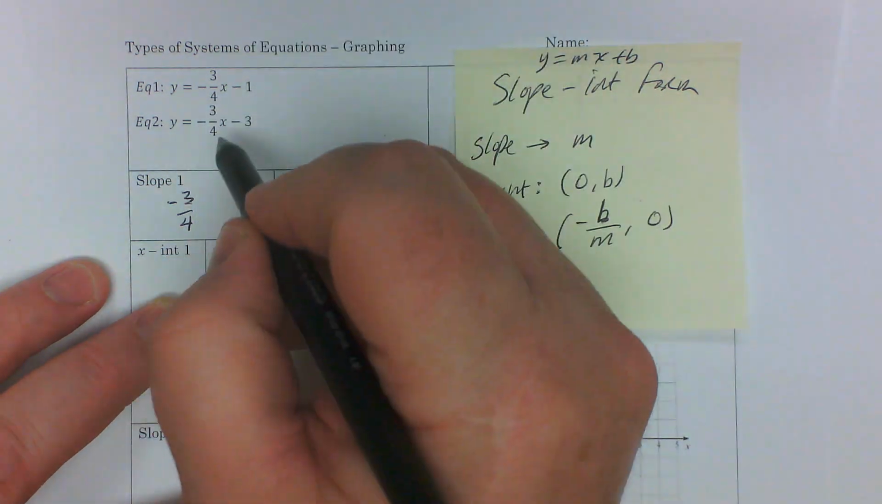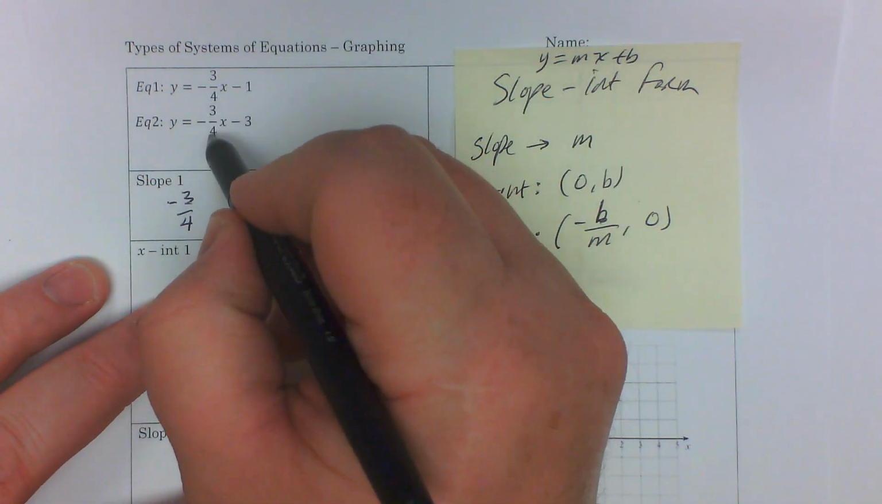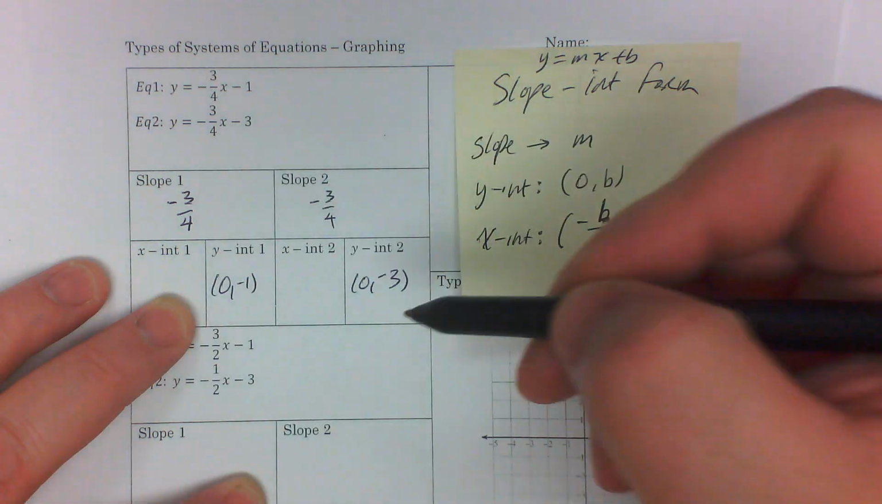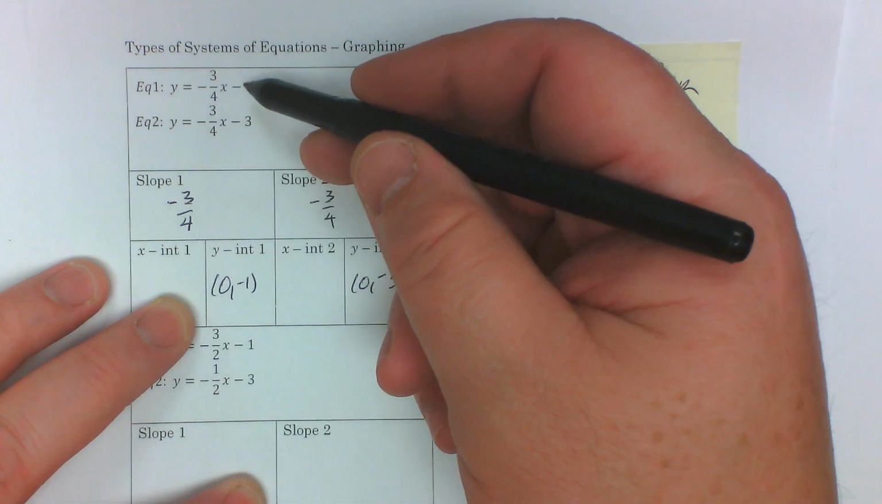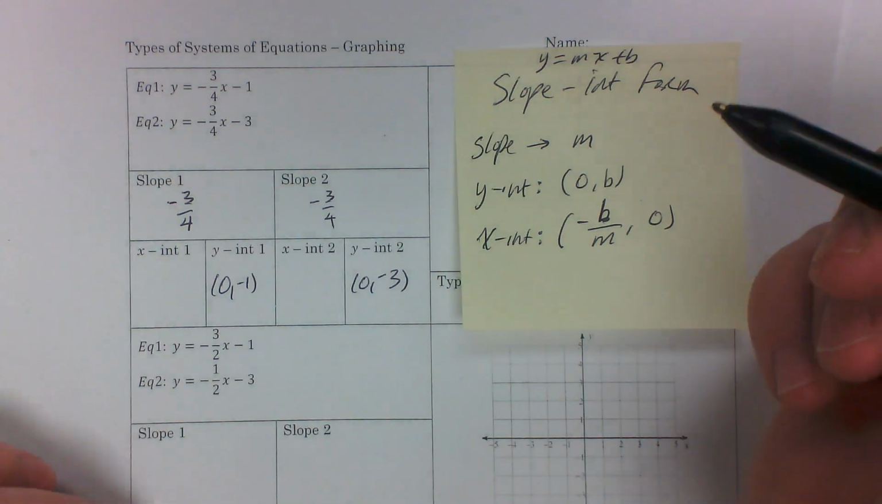We have y equals mx plus b. So b is negative 3. That's the y-intercept. First equation, b is negative 3. Second equation, b is negative 1. All right, now let's do our x-intercept.